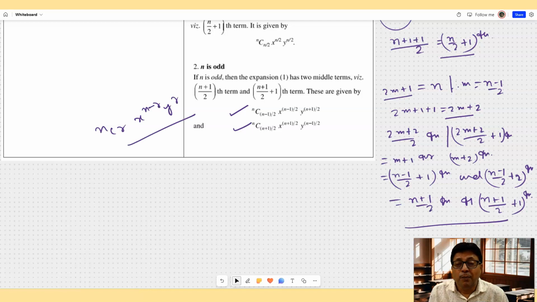Okay. But when you are solving sums, you can use this as formula that if n is odd, then I have two middle terms: nC n minus 1 by 2 x to the power n minus 1 by 2 y to the power n plus 1 by 2. Or the next one, nC n plus 1 by 2 x to the power n plus 1 by 2 y to the power n minus 1 by 2.